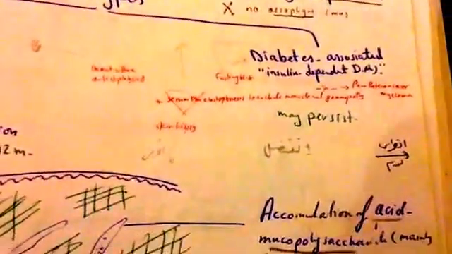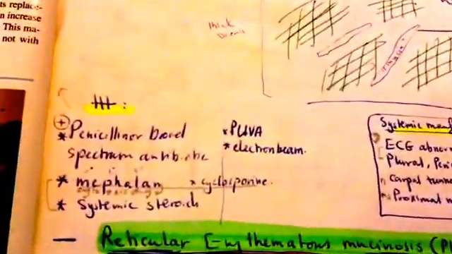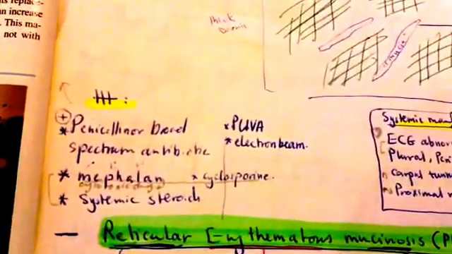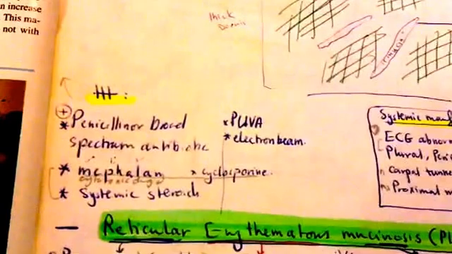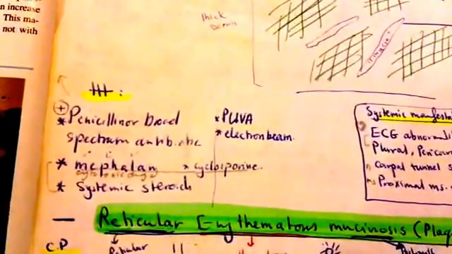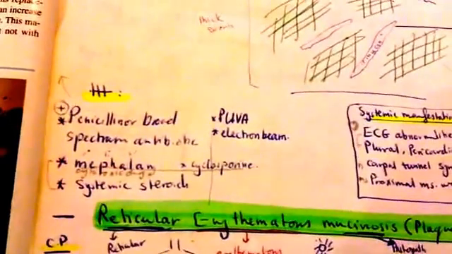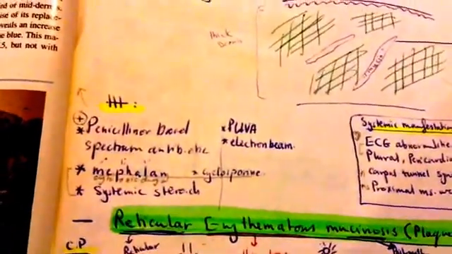So these are the investigations in the red color, and the treatment is penicillin or broad-spectrum antibiotic, melphalan, cyclosporin, systemic steroid, PUVA and electron beam. So this is scleroderma adultorum of Buschke.